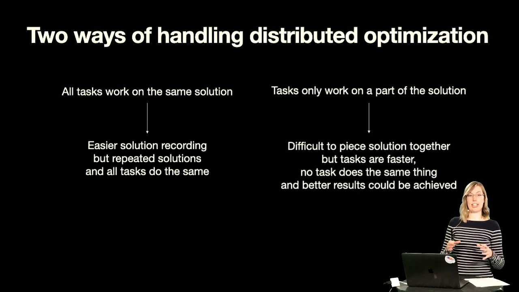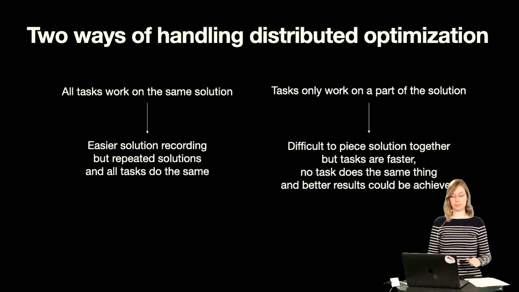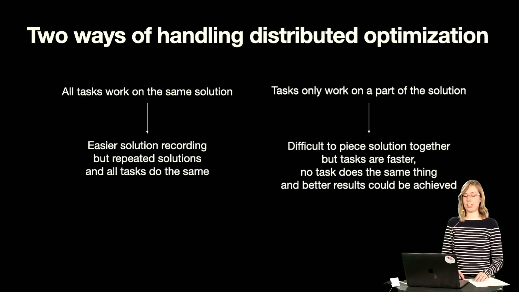But at some point we want tasks to work on different parts of the solution. They just get a piece of a solution, optimize it, and then in the end we piece the solution back together. This is kind of difficult, but it can result in better results. We try to do this, but right now we haven't found a method that we are satisfied with. Having every task do the same can reduce the quality of solutions, but we don't actually know if splitting up the solution is way better. We still have to test that.